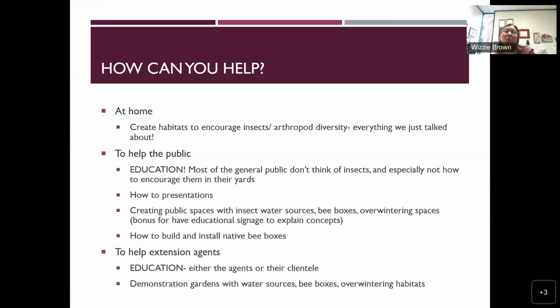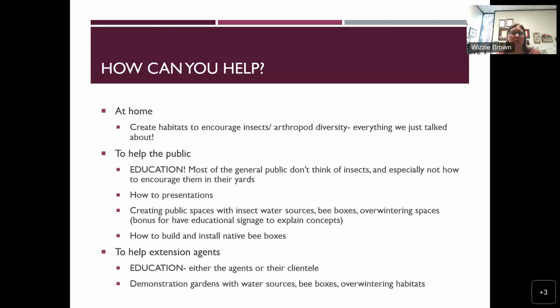So how can you help when you're thinking about trying to conserve insects and help increase numbers of insects? Create habitats to encourage these insects and arthropods to move into your landscape. So essentially, everything that we just talked about. If you want to help the public, a big thing there is education. And you, as volunteers of Texas A&M, have the ability to go out there and talk to people and encourage them to not think that insects are terrible.